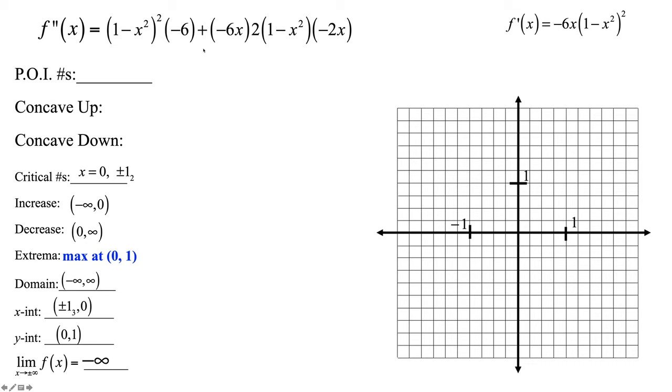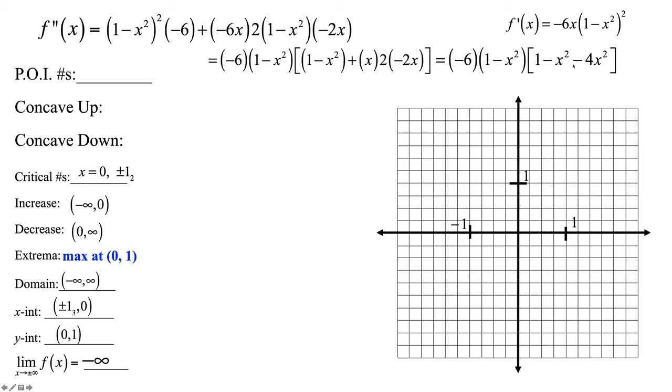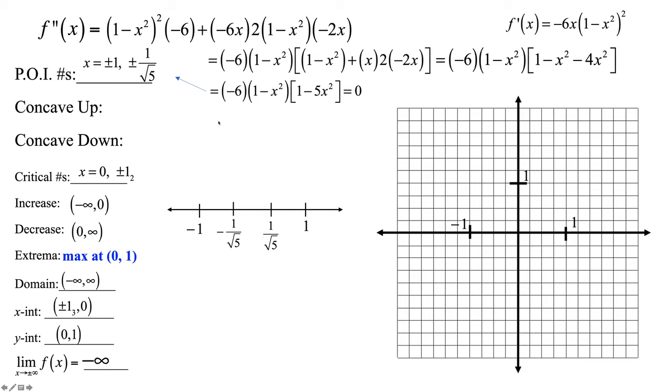And usually when you do these, there's going to be some factoring. I can see some negative 6s that will factor out, and I see a 1 minus x squared that will factor out. Then you have 1 minus x squared, one of those binomials left, plus the x times the 2 times the negative 2x. So if we crunch that out, we get a minus 4x squared. With this minus x squared, that's going to give us 1 minus 5x squared. So the 1 minus x squared is going to give me plus or minus 1. Negative 6 can't be equal to 0, so basically throw that factor out. Over here, 1 minus 5x squared, that'd be 1 over 5 when you solve for x squared, then take the square root. We'll just say plus or minus 1 over the square root of 5. Okay, write our numbers in numerical order.